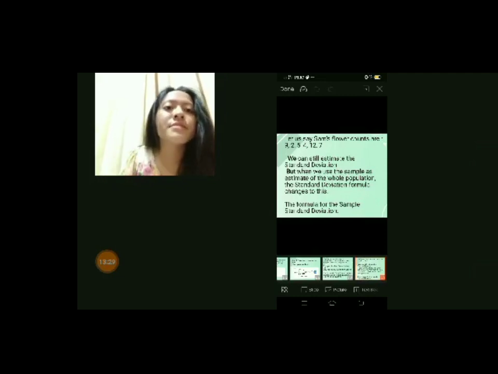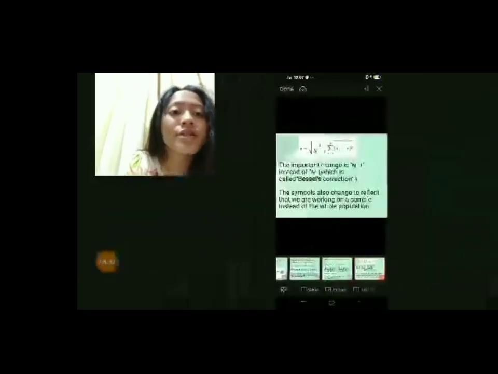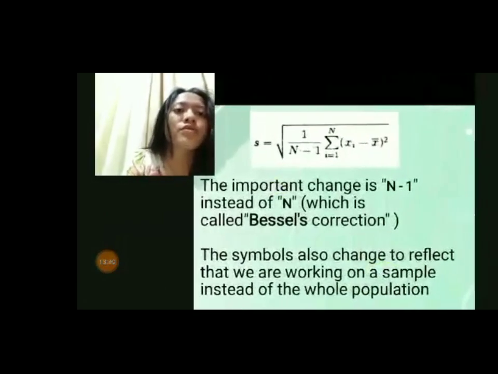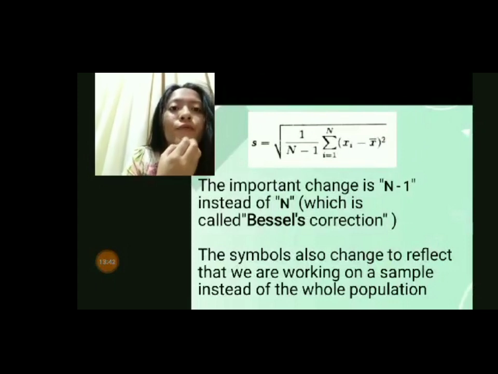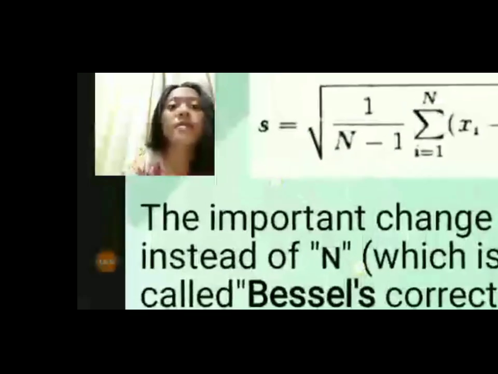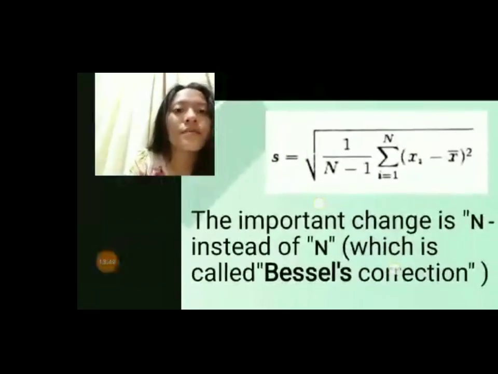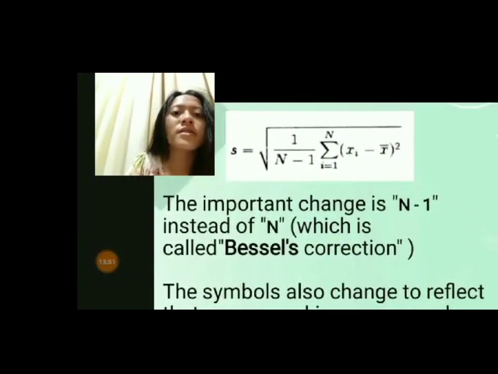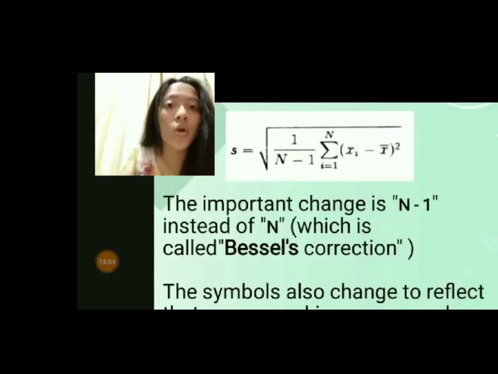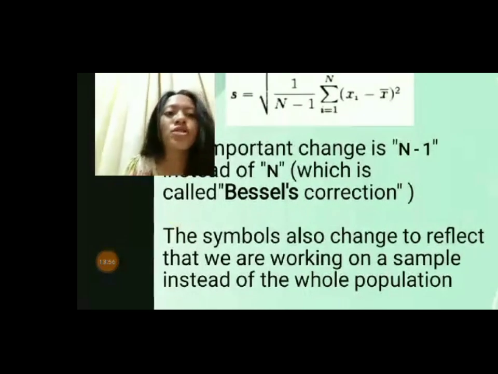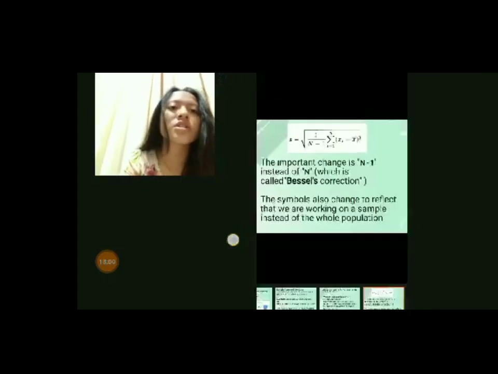We can still estimate the standard deviation, but when we use the sample as an estimate of the whole population, the standard deviation formula changes to this. The formula for the sample standard deviation is this, that's why you have an S. The important change is n minus 1 instead of n, which is called Bessel's correction.